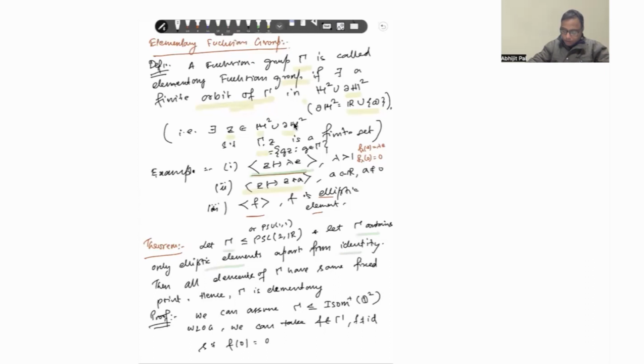In fact, here we'll take the unit disk model of the hyperbolic plane. So we can assume gamma to be a subgroup of PSU11.